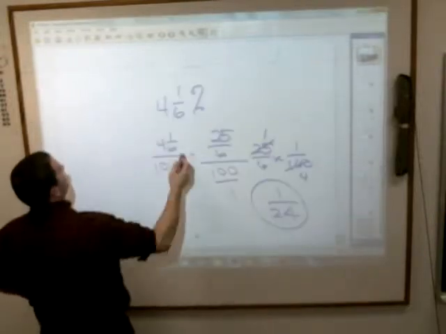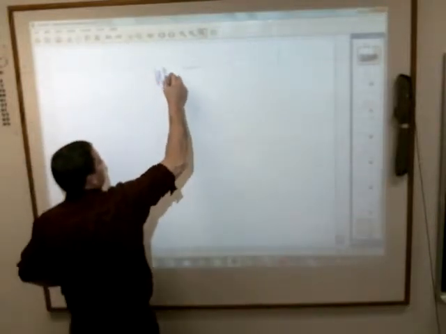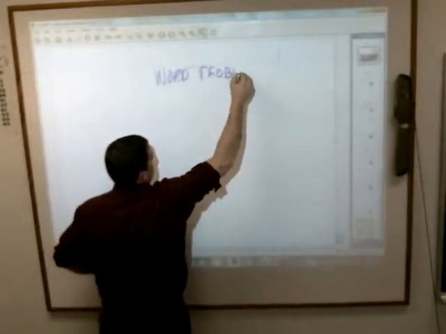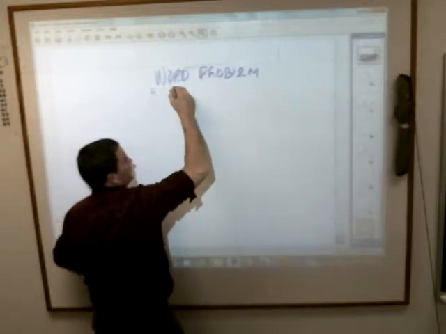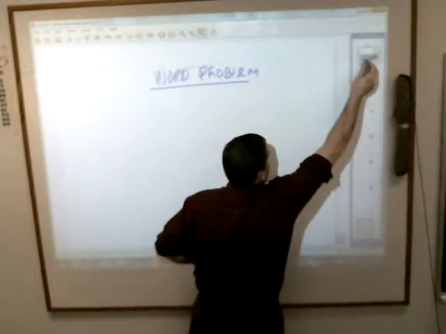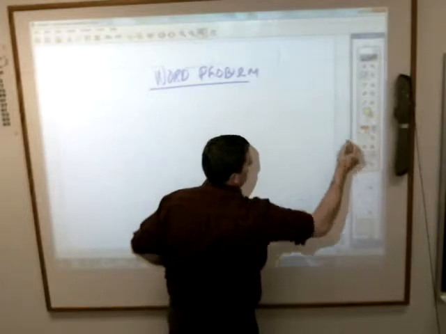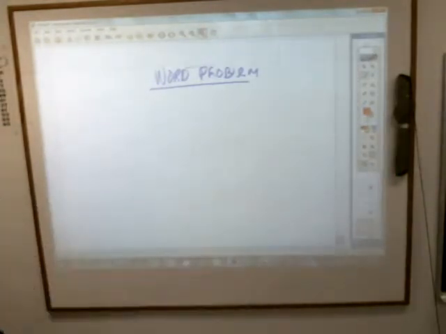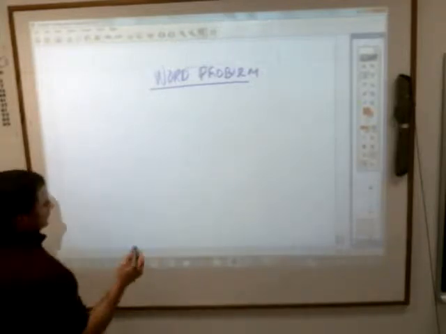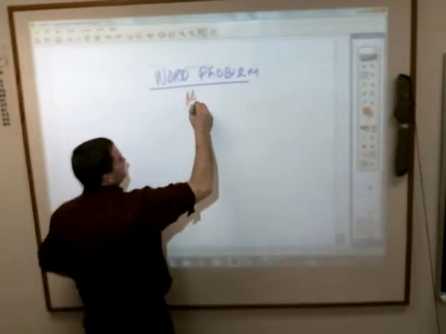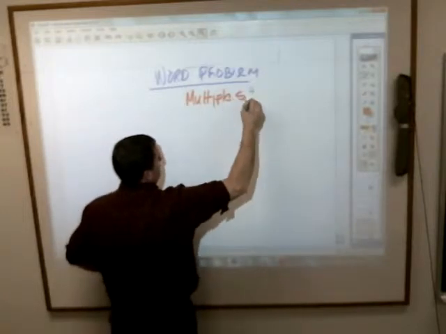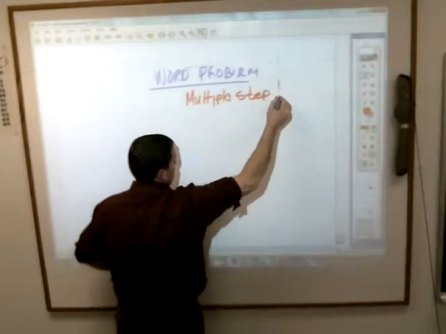Problems, ladies and gentlemen. The little subheading the book gives for this particular type of word problems is they call these multiple step word problems. If you hear the word multiple step, Sammy, what does that mean to you or me? You have to do more than one step. Exactly. And if you have to do more than one step, what do you think I'm going to tell you that you need to do?